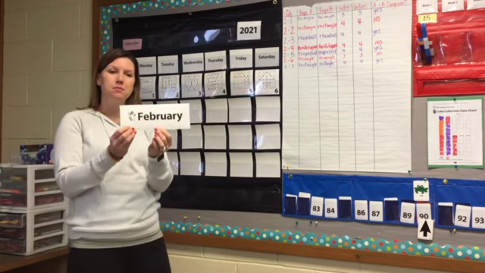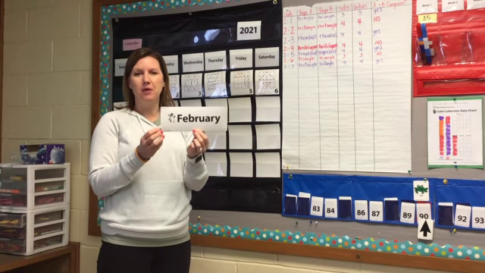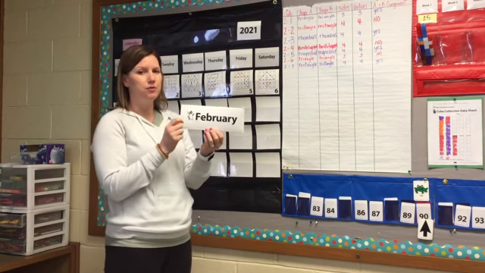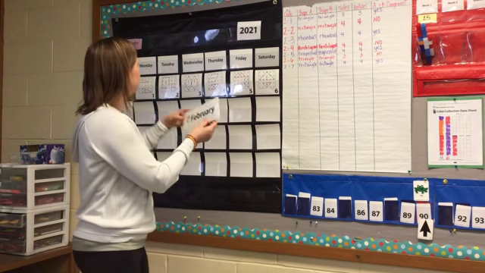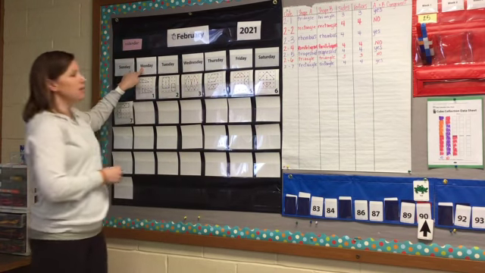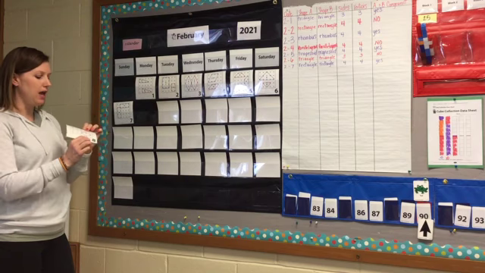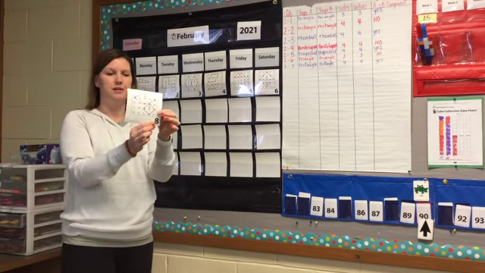February is the second month of the year. So when we write our digital date, we will write a 2. February. Today is Monday, February 8th, 2021.